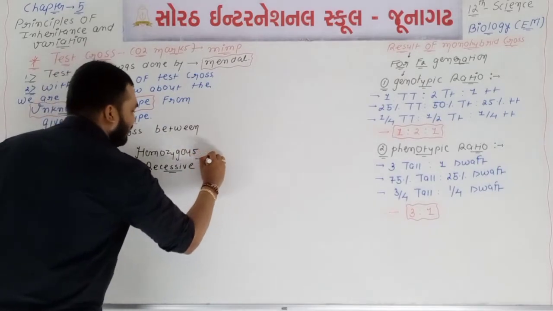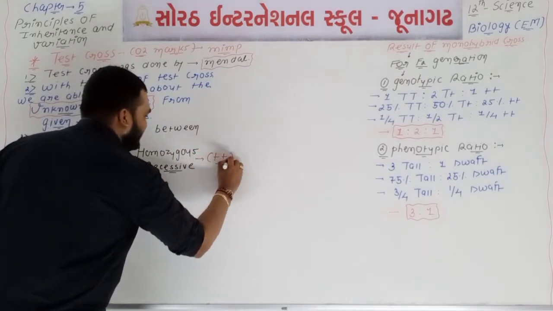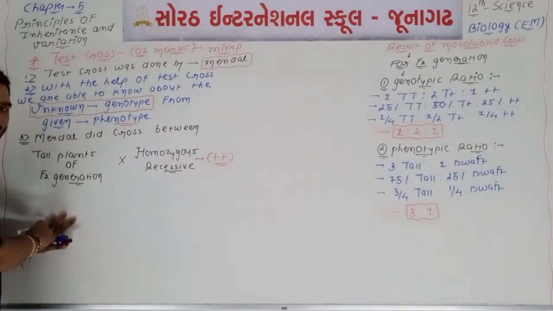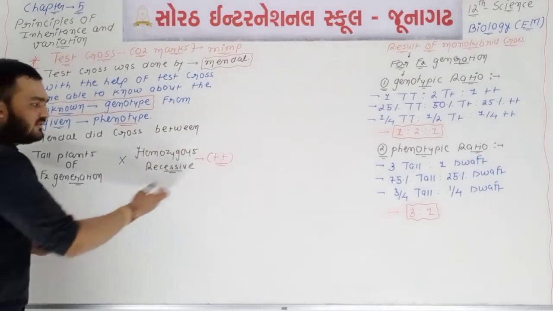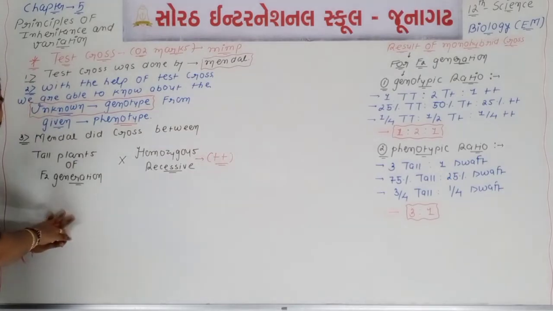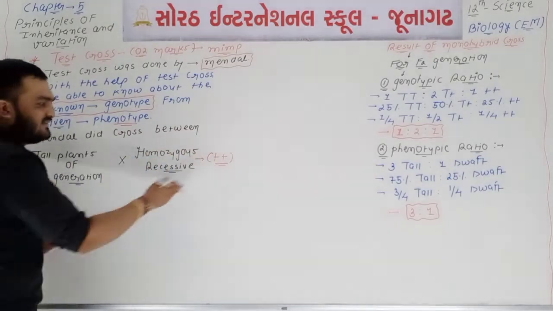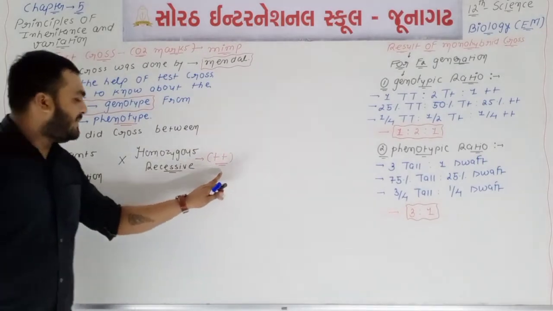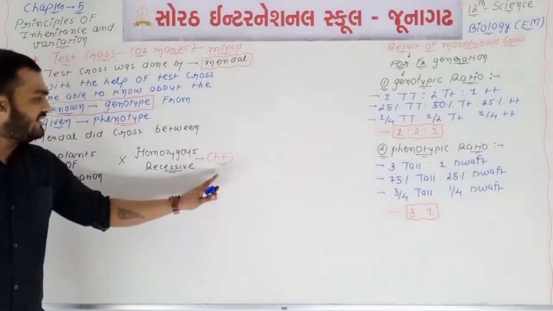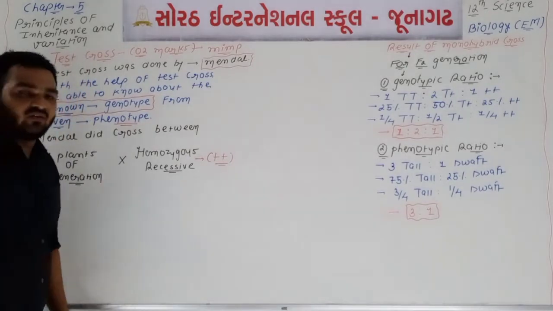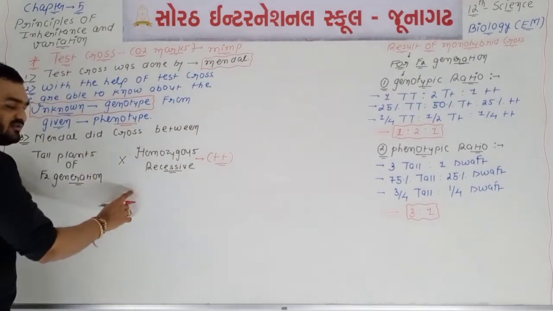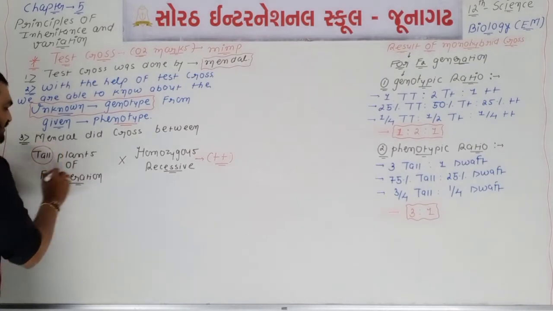is equal to what? Homozygous recessive is equal to small t, yes or no? See, it is a homozygous pair because both alleles are same. If both alleles are same in a pair, it is known as homozygous pair. And small t is recessive. That's why it is known as homozygous recessive. Okay, see, so cross was done between what and what? Cross was done between tall plants of which generation?